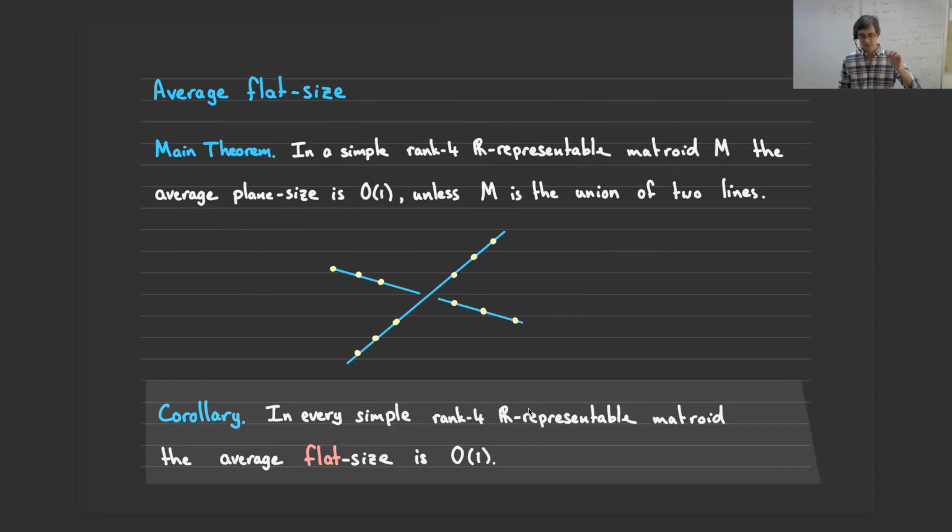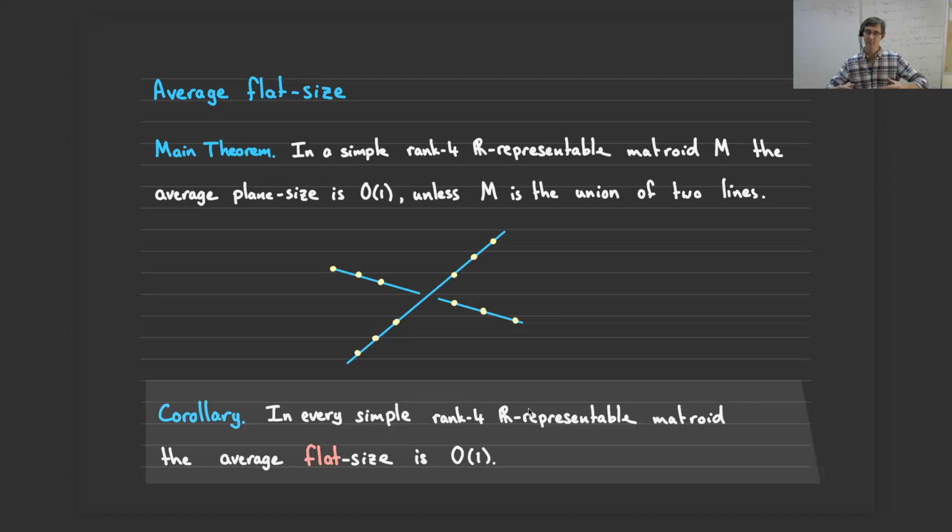So far I've talked about average line size, average plane size, average size of rank k flats. And now I'm going to just talk about the average size of a flat where I don't fix the rank. So I'm going to look at all of the flats in the matroid and take an average there.